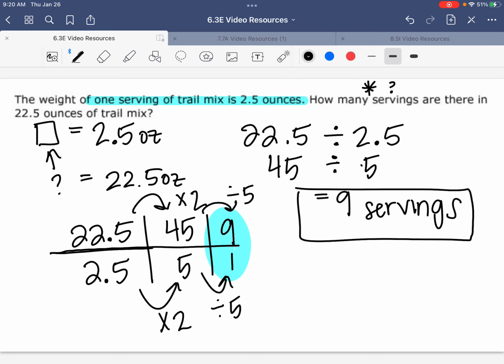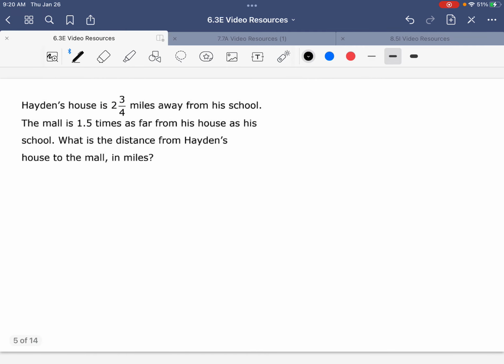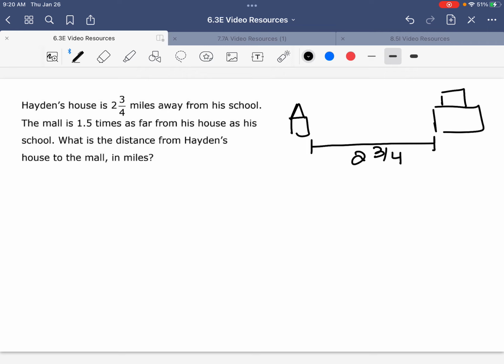All right, we're going to look at one more problem. Hayden's house is 2 3/4 miles away from his school. So here's his house, here's the school, and it is 2 3/4 miles away. The mall is 1 5/10 times as far from his house as his school. So we know the mall is further, so the mall is even further this way. And then we want to know what is the distance from Hayden's house to the mall in miles.